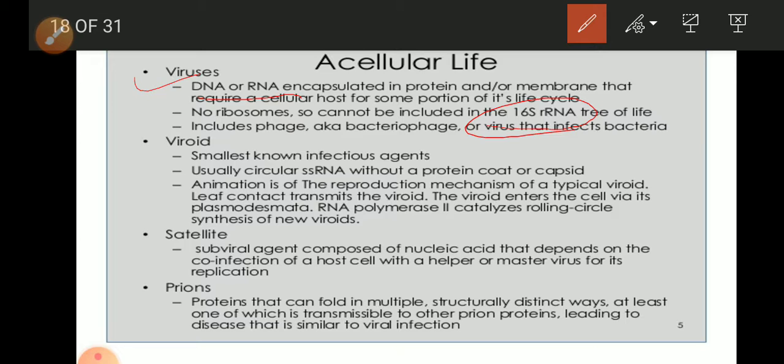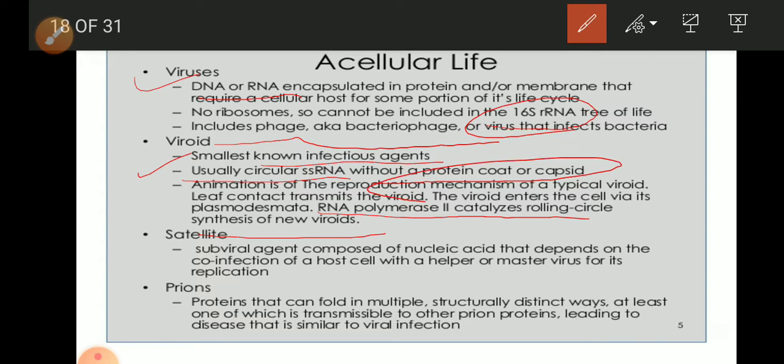Tree of life, that includes phage viruses, bacteriophages, and lots of other infectious viruses which act on bacteria and other organisms also. Viroids are the smallest non-infectious agents, and they have circular single-stranded RNA in them, and RNA polymerase 2 catalyzes rolling circle synthesis of new viroids.